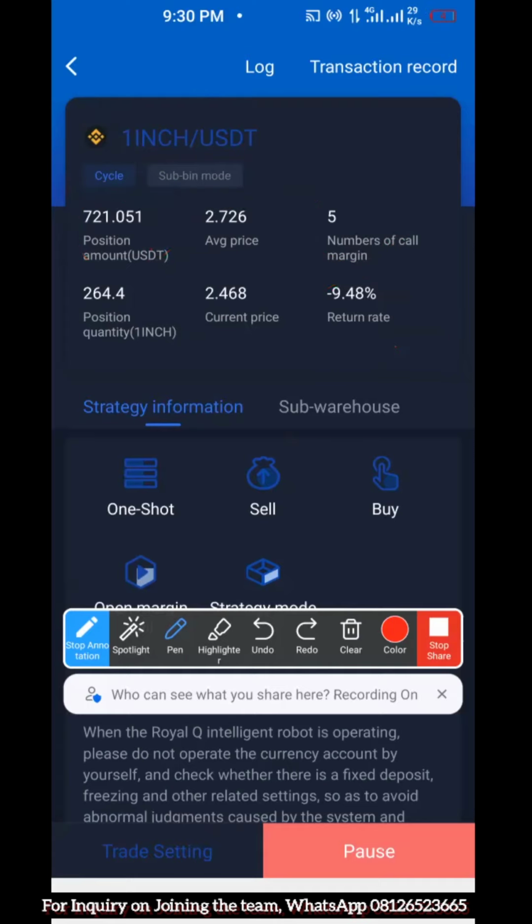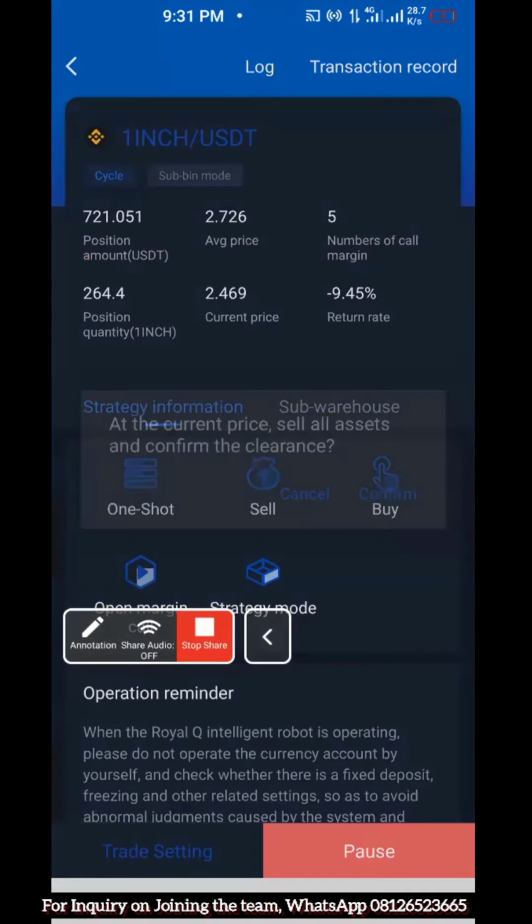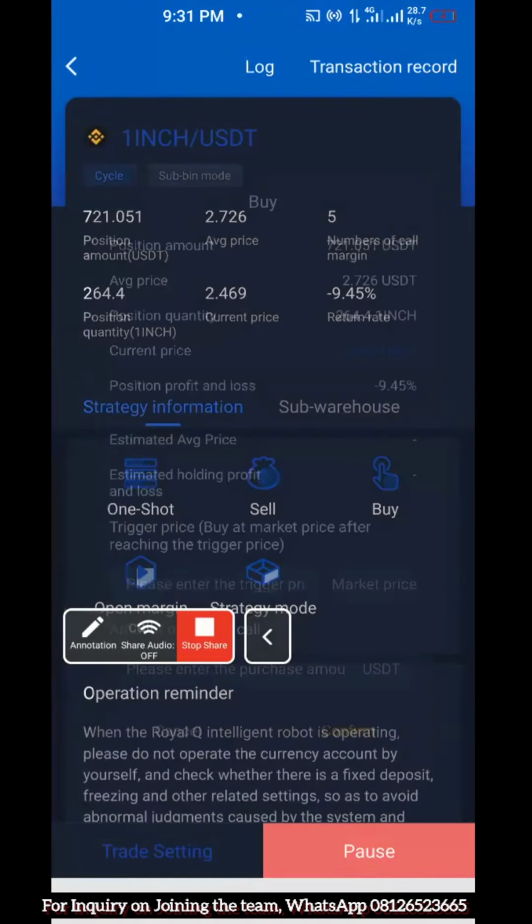So I like to leave it on cycle. Cycle is good for me, except I don't want to trade again. Then the next thing we see is the sell button. We all know what sell can do. Then the same thing, we all know what buy can do.